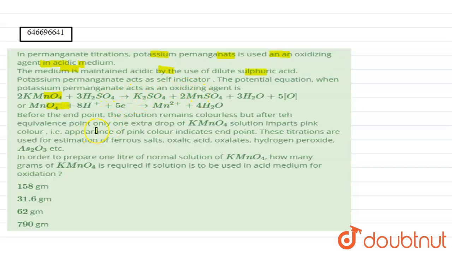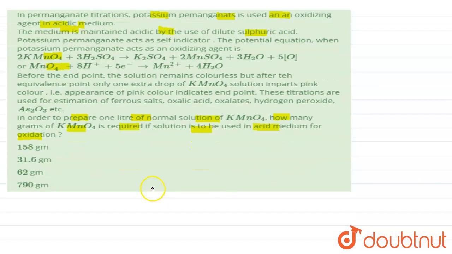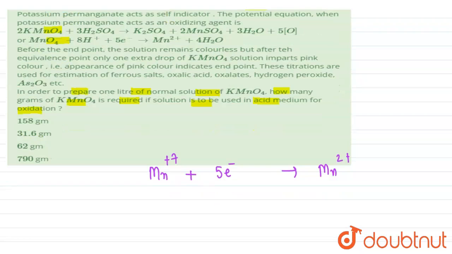Finally, at the end, we have been asked that in order to prepare 1 liter of one normal solution of KMnO4, how many grams of KMnO4 is required if the solution is used in acidic medium for oxidation. In acidic medium, as we can see, our Mn initial oxidation state is +7, and it becomes Mn2+. So the change in oxidation state, or N factor, is 5.